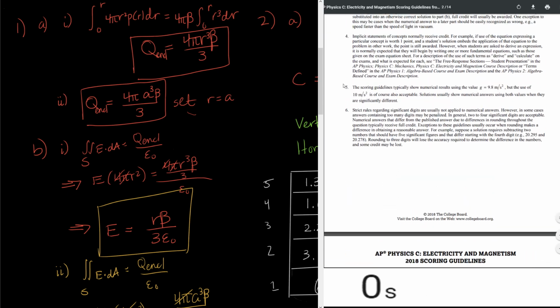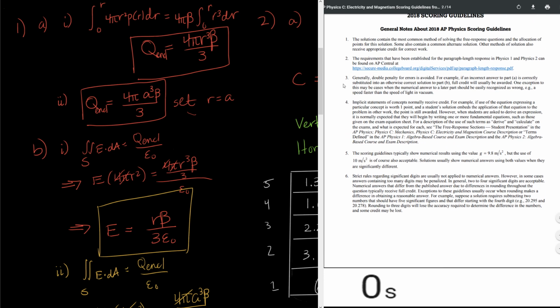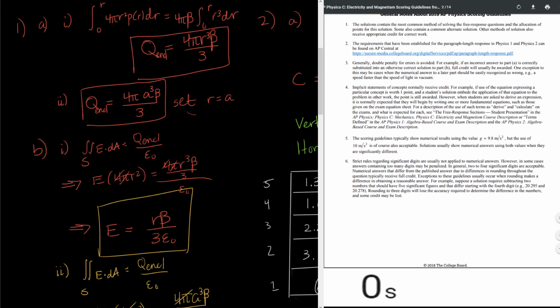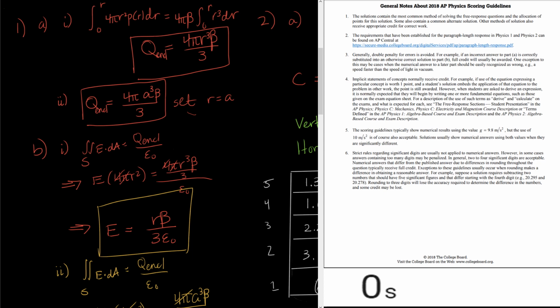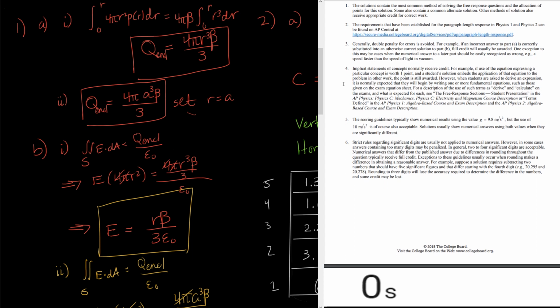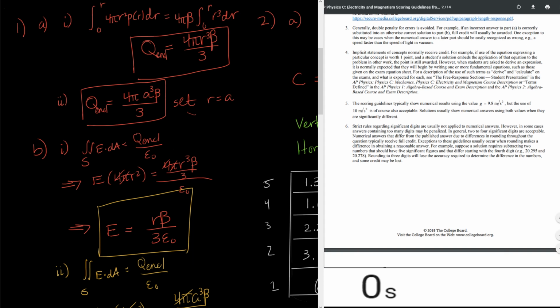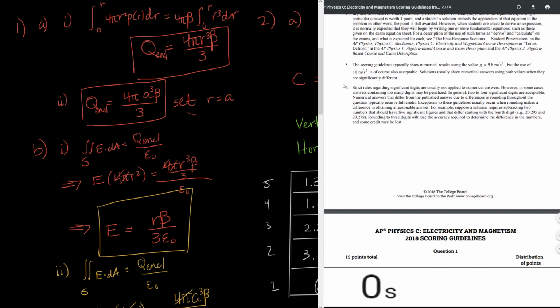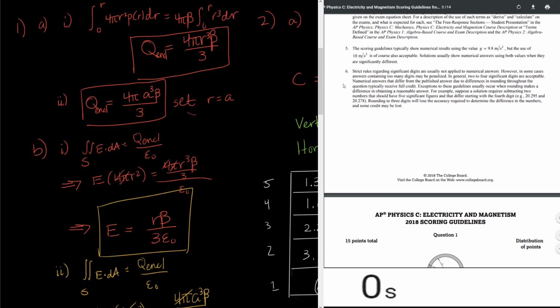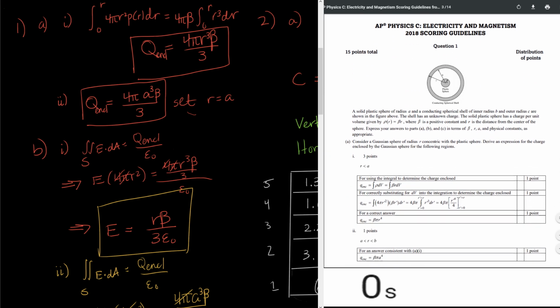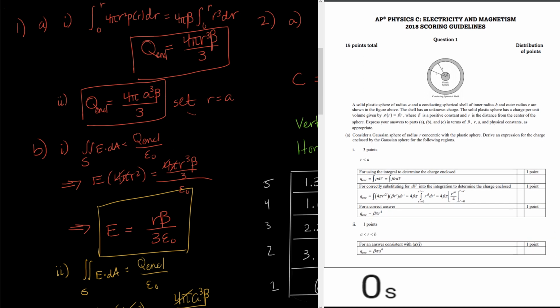All right. So the solutions contain the most common method. They also contain an alternate solution sometimes. Generally, double penalty for errors is avoided, so try to maintain consistency. Implicit statements of concepts normally receive credit. The scoring guidelines accept gravity. Okay, that doesn't matter. Strict rules regarding significant digits are not usually applied to numerical answers. All right. So we already failed somewhere here. Oh, and I know exactly where also.